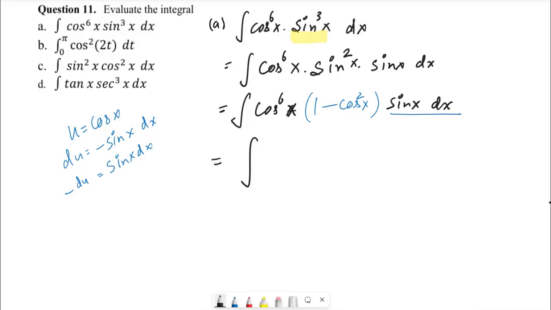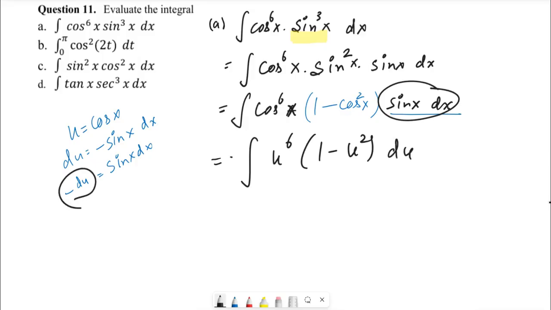So let's try to make the substitution. Cosine x is u, so u to the power 6, 1 minus u square. And this part can be replaced by du with the negative sign. The negative sign I write outside. You can multiply this inside. So what do we have? Minus u to the power 6, u to the power 8 du.